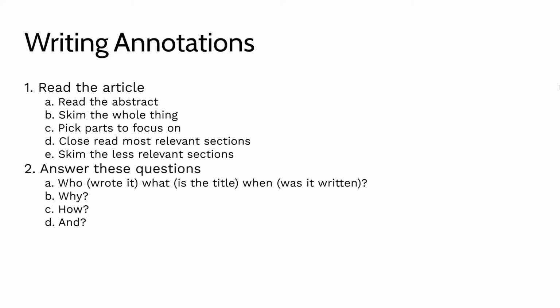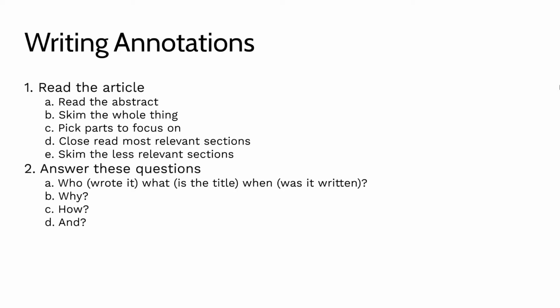Or it could be that this article is very similar to something that you want to do, and just like you source mine Wikipedia, you might want to source mine an individual article, see what they're citing, and look at their sources, and those can also become sources for you, right? You look at the same source material. So after you've skimmed the whole thing and you've picked parts to focus on, you're going to close read those relevant sections. This is where you're doing your highlighting, your note-taking, you're really getting in depth with this individual source. And then again, you can skim those less relevant sections.